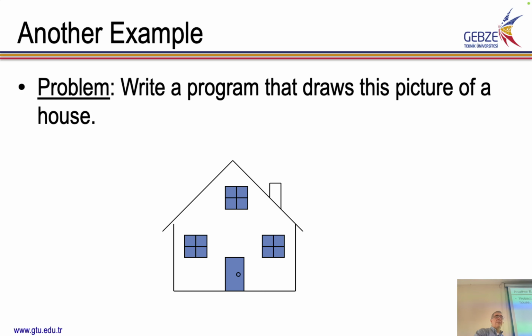Furthermore, you have three identical windows. Three identical windows can be drawn by giving the coordinates and a window as a description. So draw window here, draw window here, draw window here, with the coordinates. So the same function can be called 3 times with 3 different coordinates. Then you will have 3 pictures of the windows.